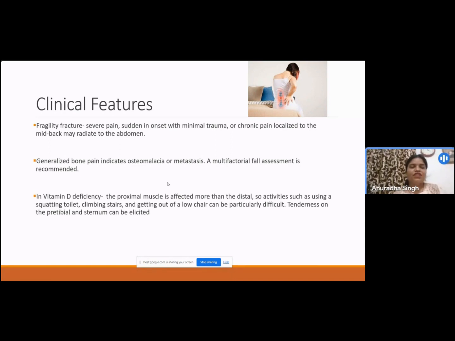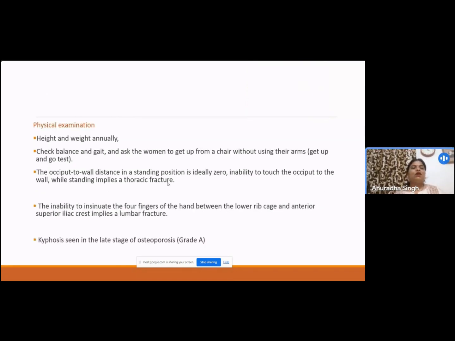In vitamin D deficiency, the proximal muscle is more affected than the distal. So the lady will complain of difficulty in squatting in the toilet, climbing stairs, and getting out of a low chair can be particularly difficult, and there can be a tenderness on the pretibial area and the sternum which can be elicited. On the physical examination, the height and weight need to be checked. We have to check the balance and the gait and ask the woman to sit up from a chair.